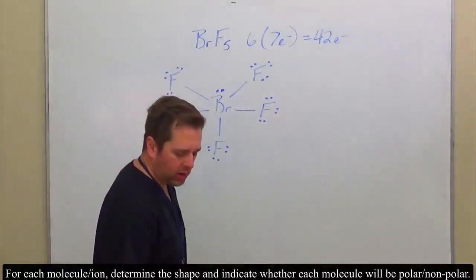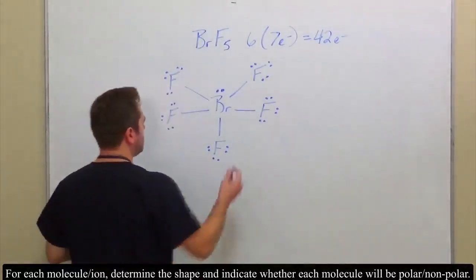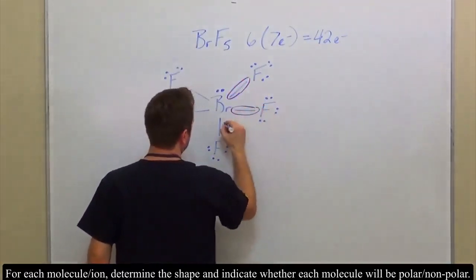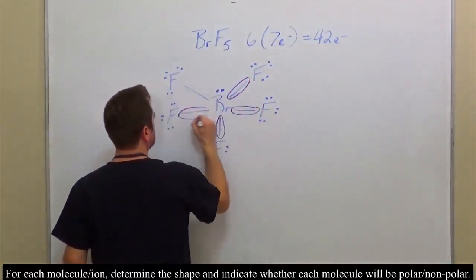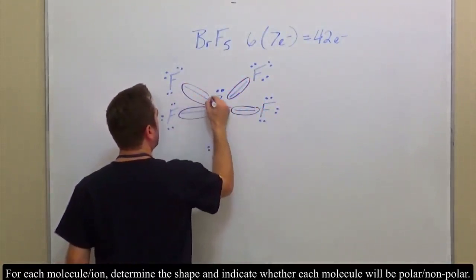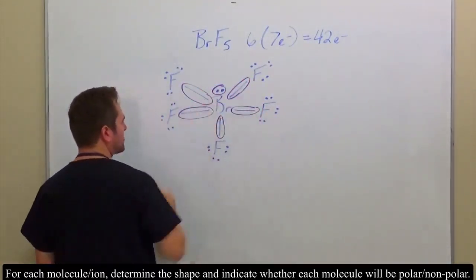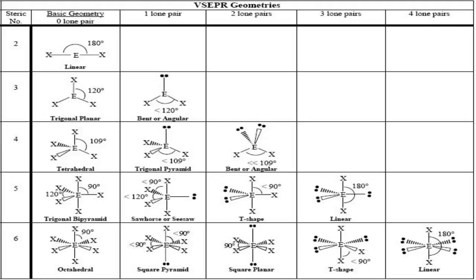Let's calculate our steric number here. So here's an area of electron density. Here's another one, and a few more. So we have 1, 2, 3, 4, 5, 6. Go down to 6 on your table. Once you're there, how many lone pairs did we end up having on the bromine?